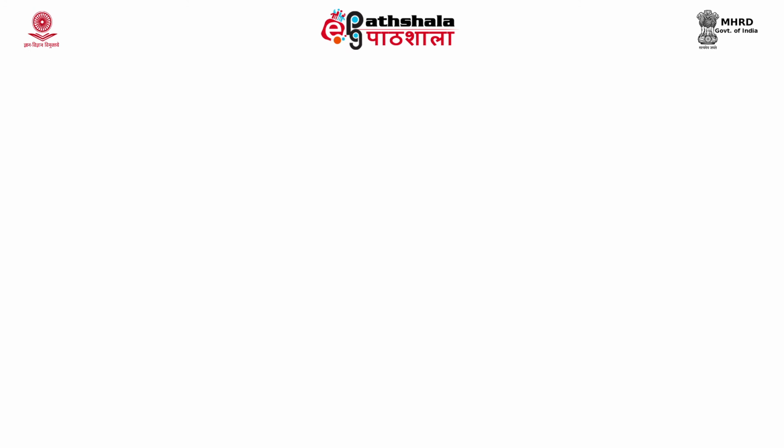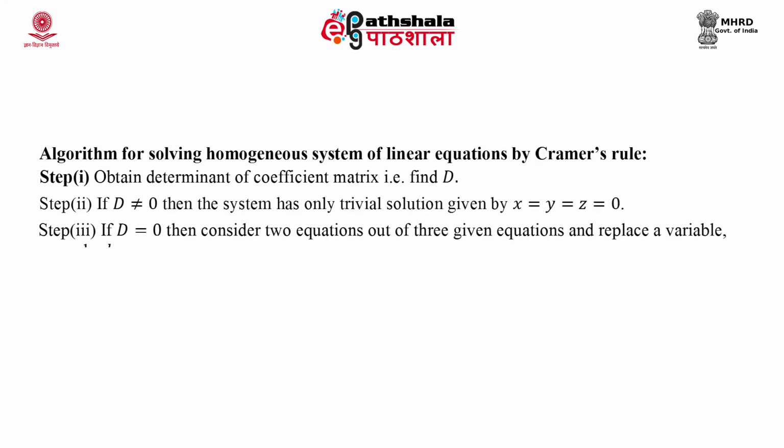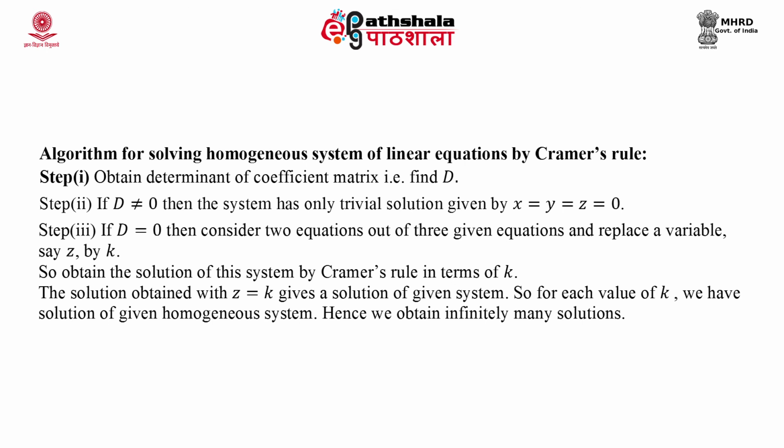Now the algorithm for solving a homogeneous system of linear equations by Cramer's rule. First step, obtain the determinant of the coefficient matrix, find d. If d is non-zero, then the system has only the trivial solution, that is given by x, y, z equal to 0. So if the determinant is non-zero, then you will have only a trivial solution. All the three variables x, y, z will be 0.